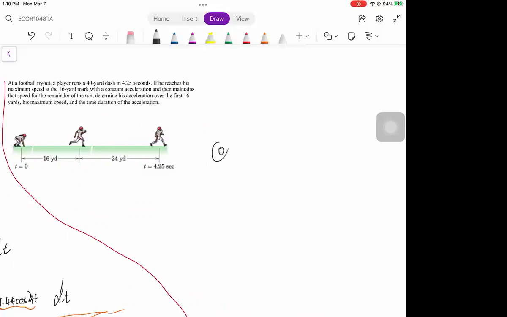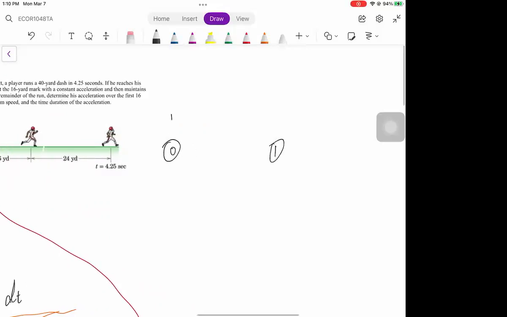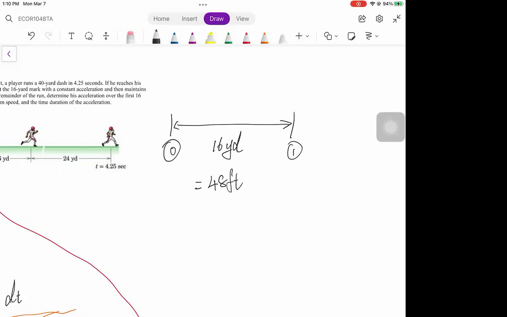So from point 0 to point 1, in between that is 16 yards. And usually we need to change the unit to feet. For the empirical unit, we need to change it to feet. For the SI unit, we need to change it to meter. So 16 yards is 48 feet.